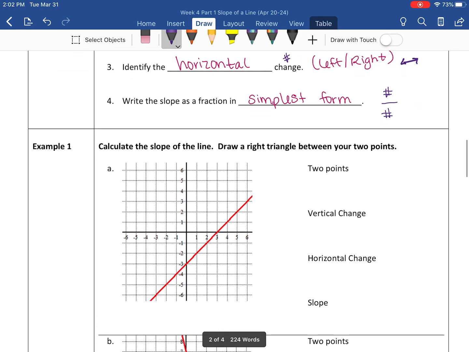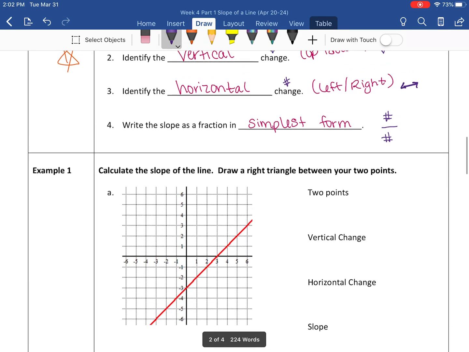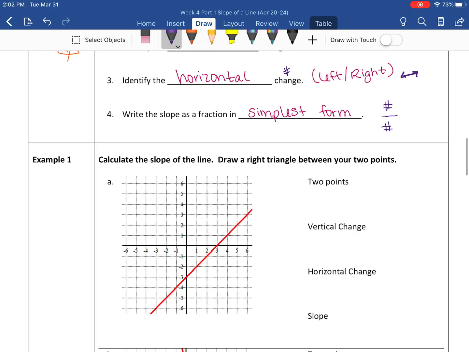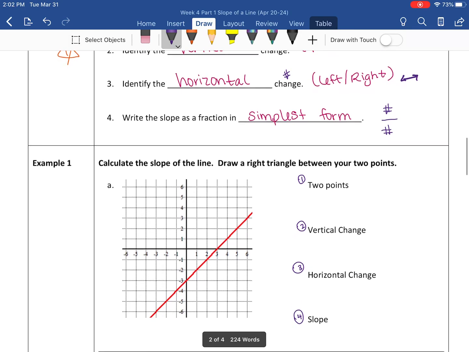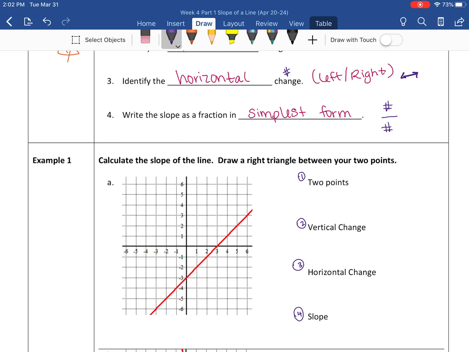So those are the steps that we're going to use, so we will reference those. But let's go on and look at our first example. And notice the steps, right? Find your 2 points, find your vertical change, find your horizontal change, find your slope. Those are our 4 steps.